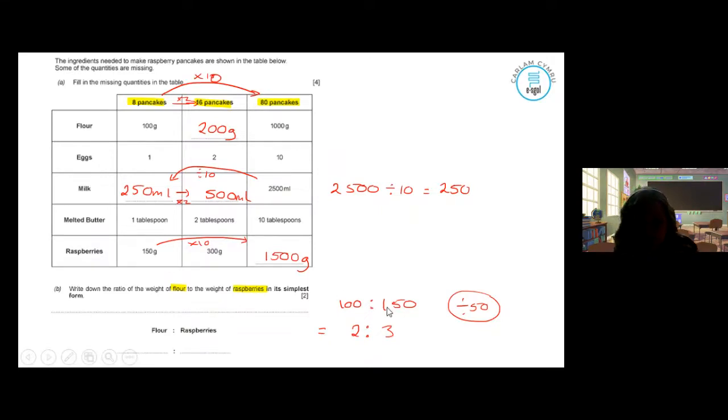And altogether, that is a 6-mark GCSE question. So you get 4 marks for filling in the table, and then you get an extra 2 marks at the bottom for doing that ratio and simplifying.